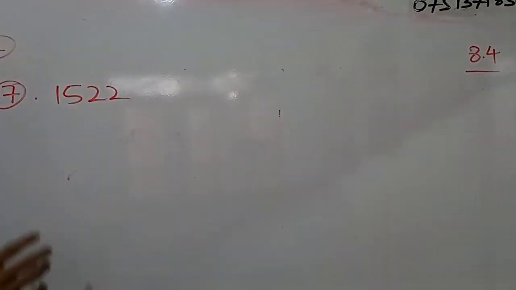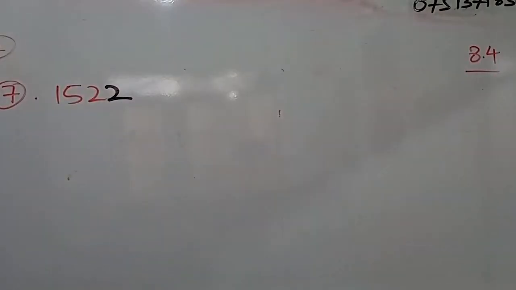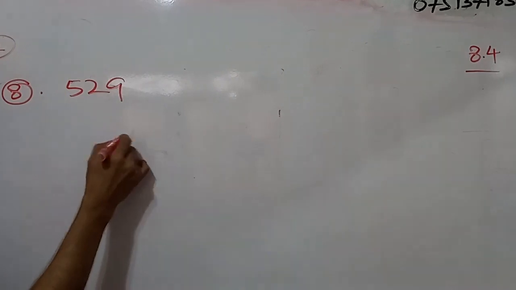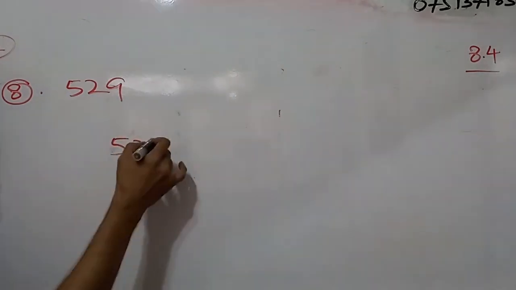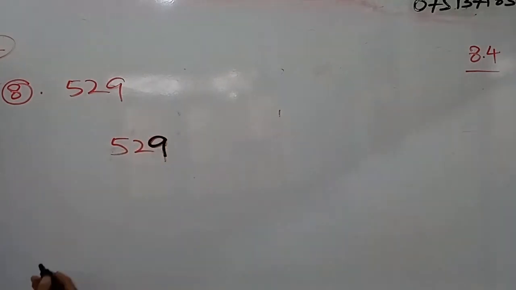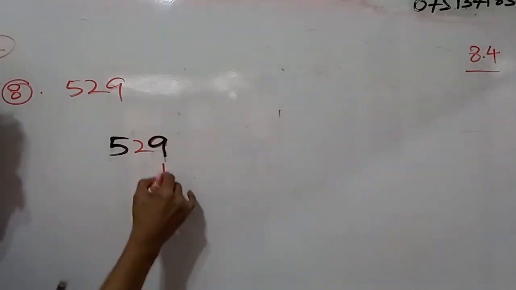1522. So this is definitely not a perfect square. Why? The digit on the ones place is 2. So this cannot be a perfect square. Right. So 529. The digit on the ones place is 9. The digit on the hundreds place is 5. So this is 9 now.